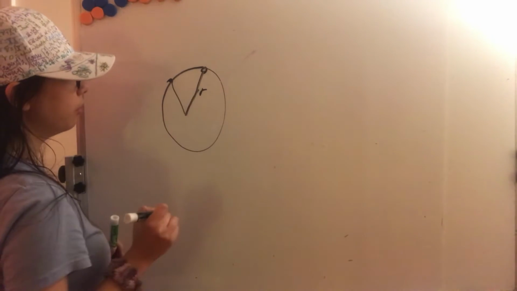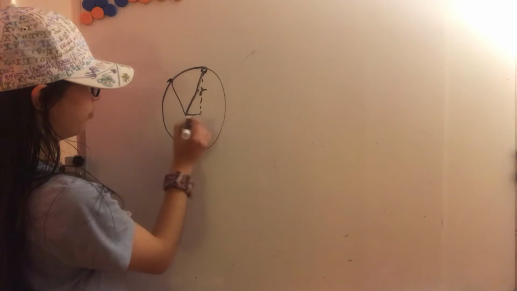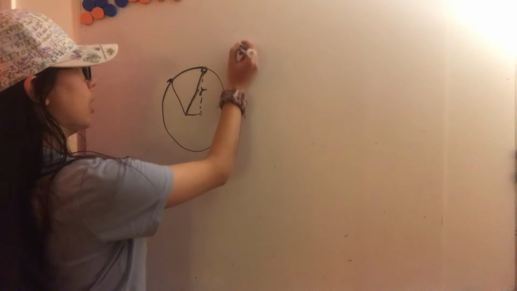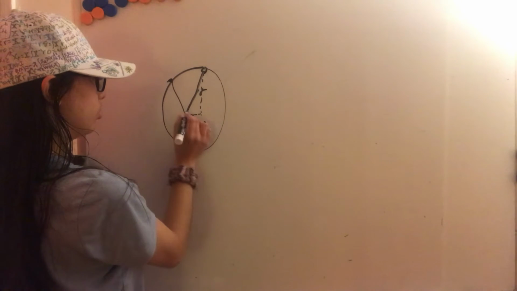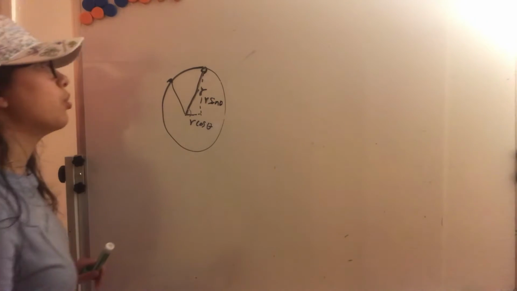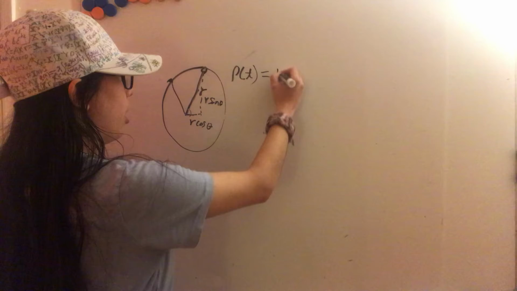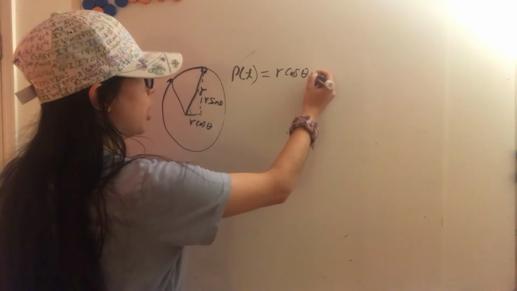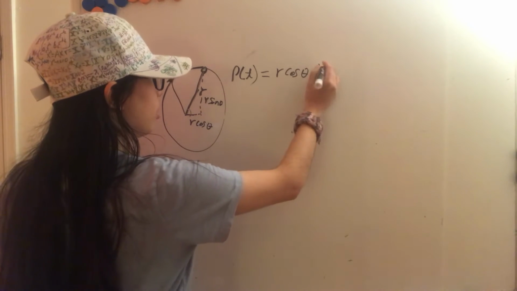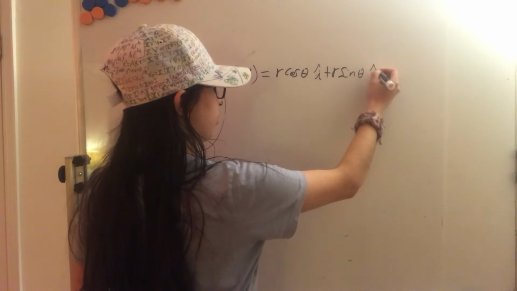We can call this r, and this distance has these two components, the x component and the y component. These components are r times the cosine of the angle, and r times the sine of the angle. So we can write that the position of this particle is r cosine theta times the unit vector i plus r sine theta times the unit vector j.